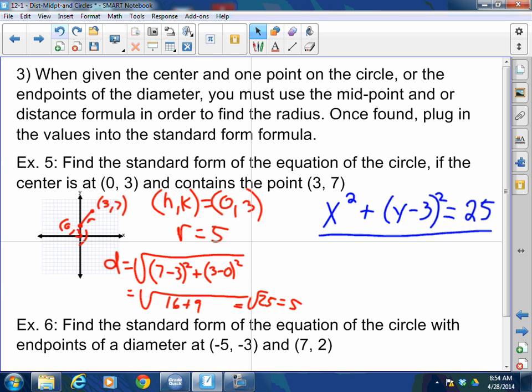I use the distance formula to find the radius. Because isn't the radius the distance from the center to any point on the circle or contained within the circle?